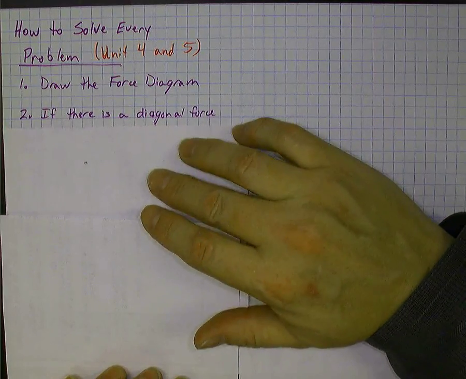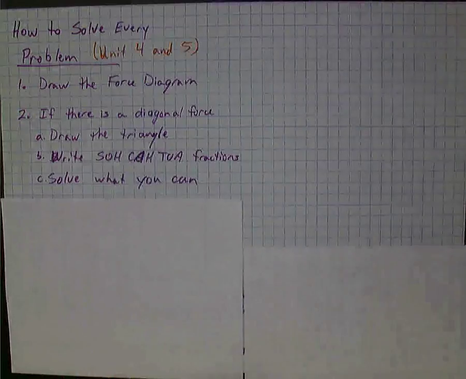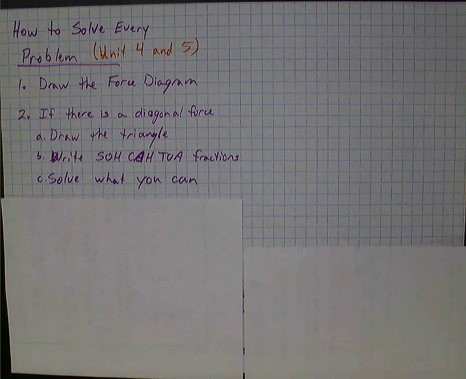Step number 2, if there is a diagonal force, then you need to do these 3 things. Number 1, always draw the triangle. When I've got the force diagram done, I usually draw any triangles off to the side. I don't usually draw them right on the force diagram. It gets crowded and hard to see, so I like to redraw the triangle off to the side so I can see what I'm doing and solve things that way.